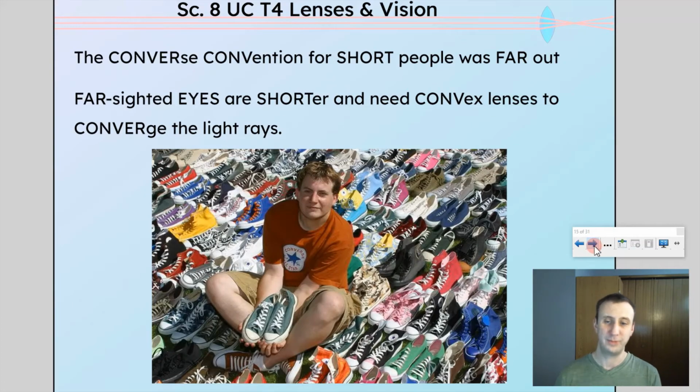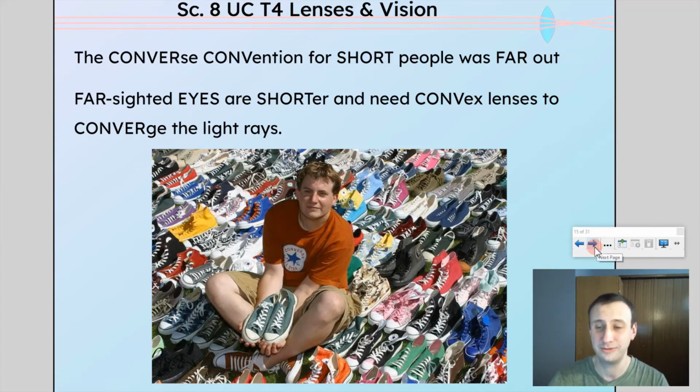The other trick, maybe not as good: the converse convention for short people was far out. It was amazing. So the converse convention for short people was far out. So short eyeballs are far-sighted. They can see far, but they can't see as well near. And the way that we fix this is we use a double convex lens, which converges the rays. So again, the converse convention for short people was far out. That's your saying for that one, and hopefully that helps.